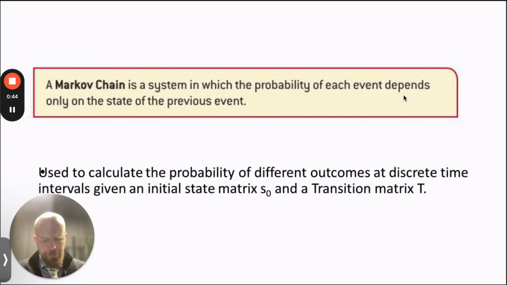So, for example, if it's raining or it's dry one day, what's the probability of it being wet or dry the next day? We use it to calculate probabilities at different time intervals, so 1 day, 5 days, 100 days, and we use it with an initial state matrix, S0, and a transition matrix, T.